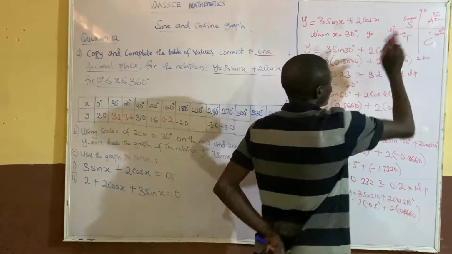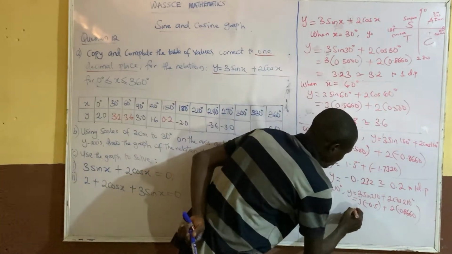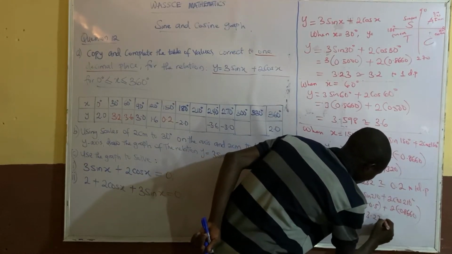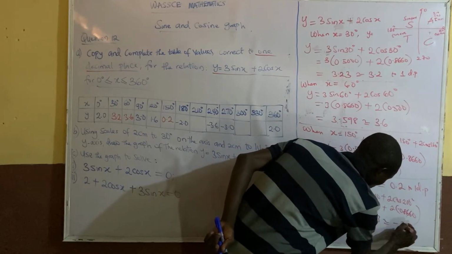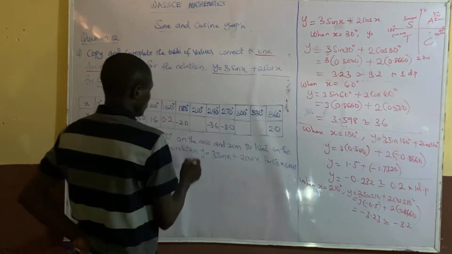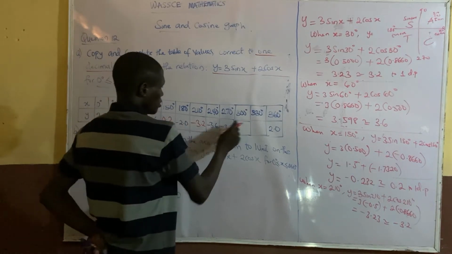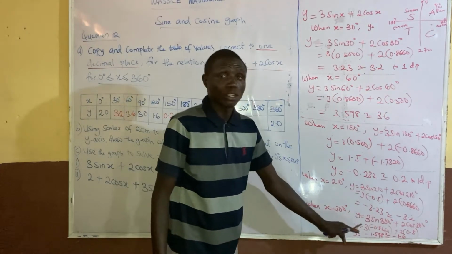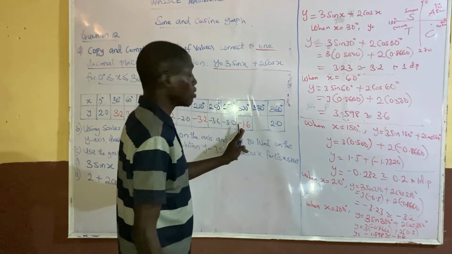So because of 3 times negative at the third quadrant, the answer is minus 3.23, so approximately minus 3.2. Now we have y equal to minus 3.2 for 210 degrees.